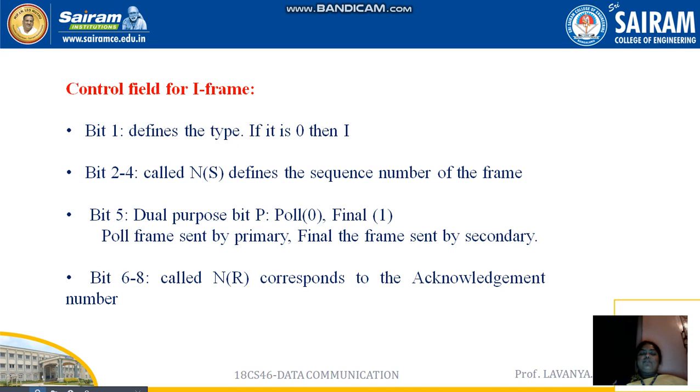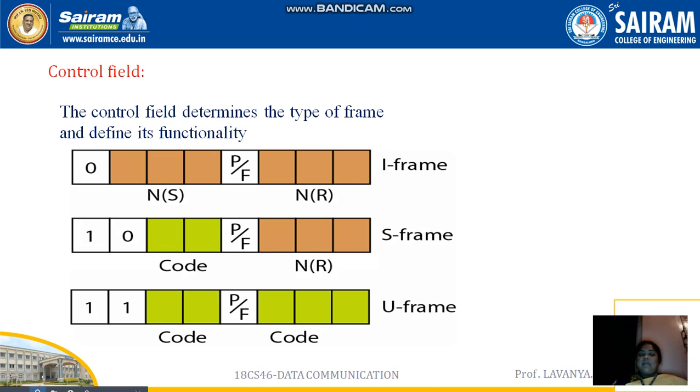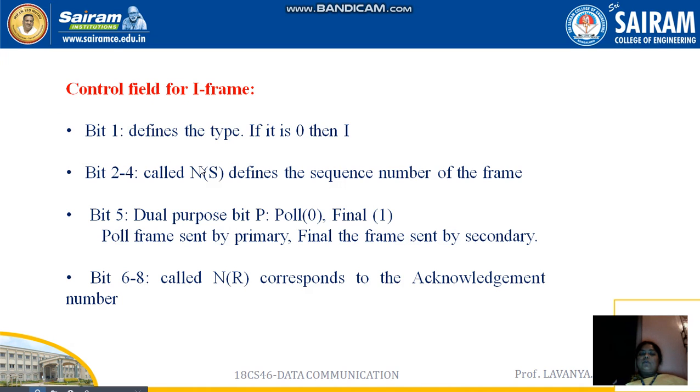If it is bit 0 and bit 1, it defines the type: 0 means I. If it is bits 2 to 4, it is called NS, which defines the sequence number of the frame, the sequence number of the frame.